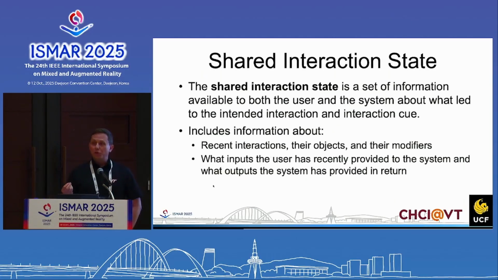The next thing we want to do, and I want to thank whoever our reviewers were, because it was through the revision process that we realized we needed to be more explicit about this, so we formally defined our shared interaction state. This is basically a set of information available to both the user and the system about what led up to the intended interaction and thus the interaction cue. So this includes information about recent interactions, their objects, their modifiers, what inputs the user has recently provided to the system, and what outputs the system has provided in return.